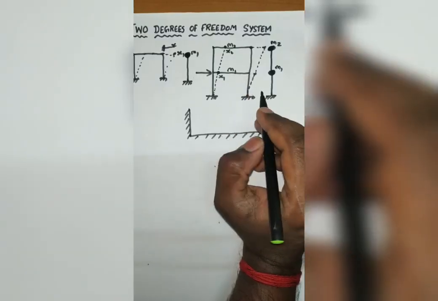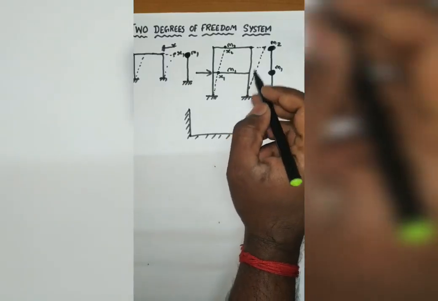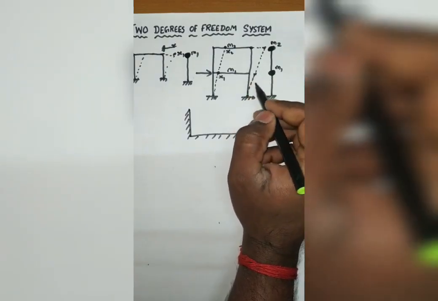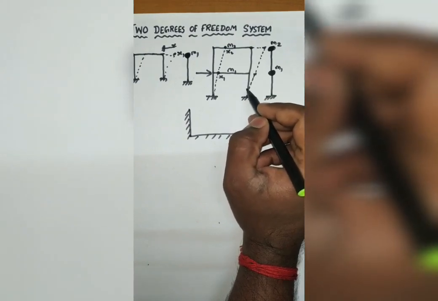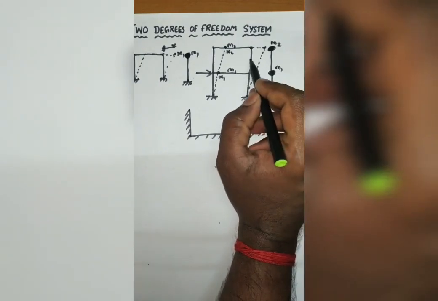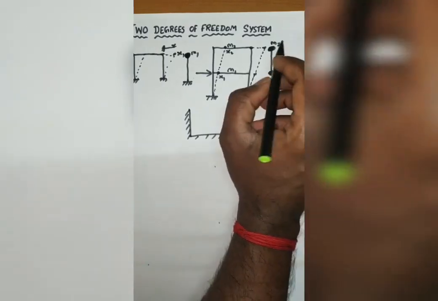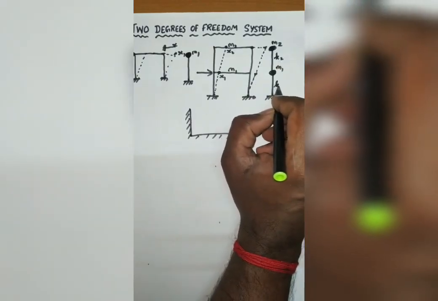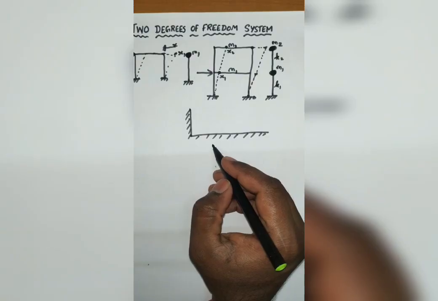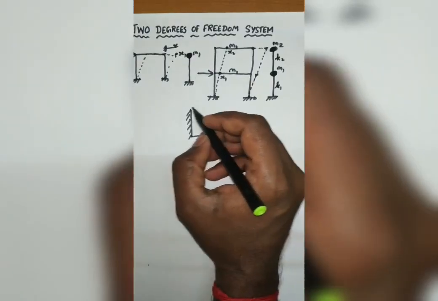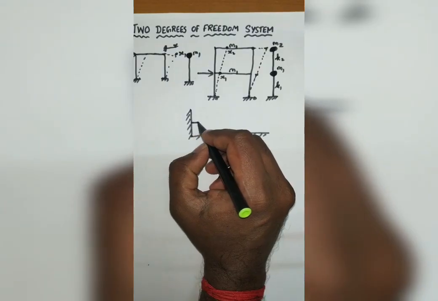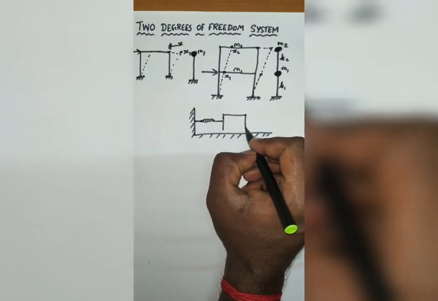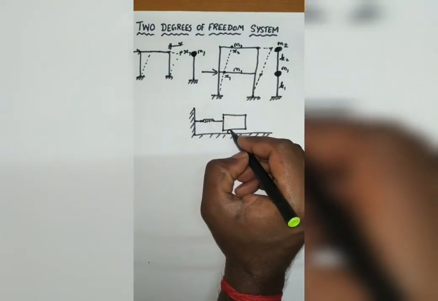Since the columns will have some stiffness, the stiffness will be different for this column and this column, because the load taken by this column will be different from the load taken by the bottom column. Because of that, I'm going to represent the stiffness for the upper column as k2 and the lower column as k1. So for this particular structure, I'm going to draw the mathematical model. I'm going to show a spring element, and I'm going to draw the first mass m1 with a roller.